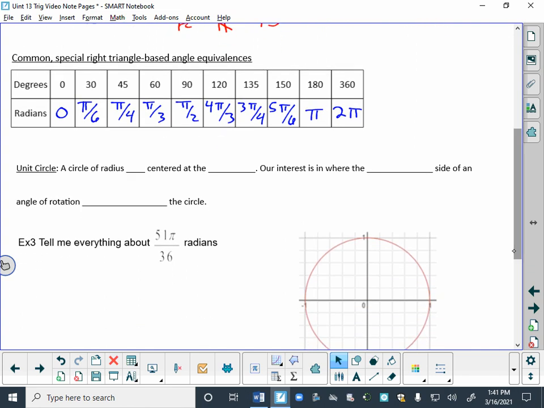So, let's talk about a unit circle. A unit circle, the unit part means that the radius is 1, and it is going to be centered at the origin, just like our angles of rotation are. And our interest is in where the terminal side of an angle of rotation intersects this circle.